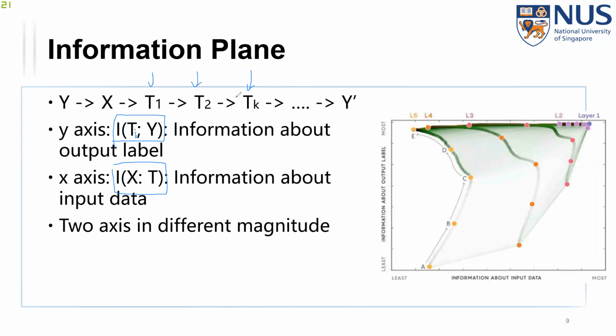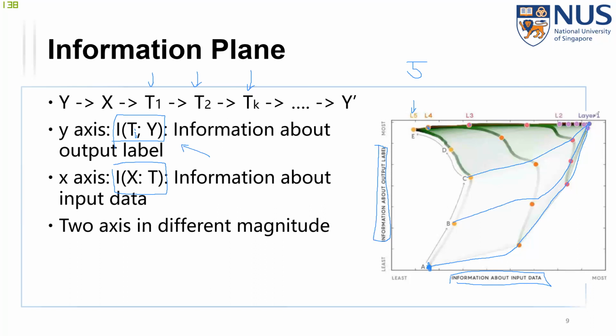For example, in the picture there are five layers: layer five, layer four, layer three, and so on. This line is one state, this line is another state, and this line is another state. All these lines are drawn from different training epochs. For this dot, it's the beginning of the training. We can see that it has very little information about the output signal, the y-axis, and also very little information about the input data, the x-axis. So it's layer five.